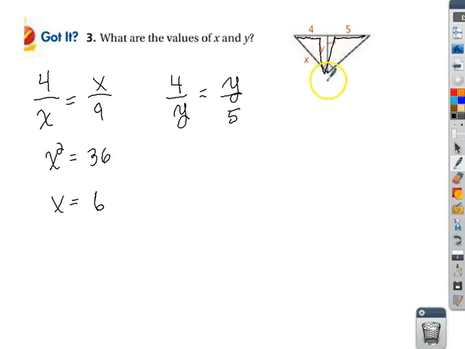4 over Y equals Y over 5. So cross multiply, and I get Y squared is equal to 20, so Y is equal to the square root of 20. Is everybody okay with that? Anybody have any questions?